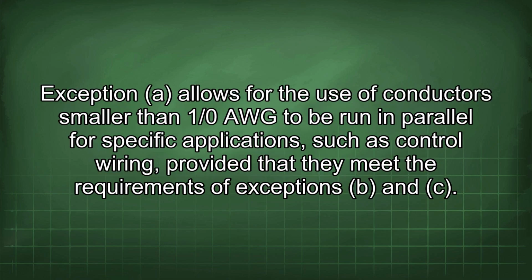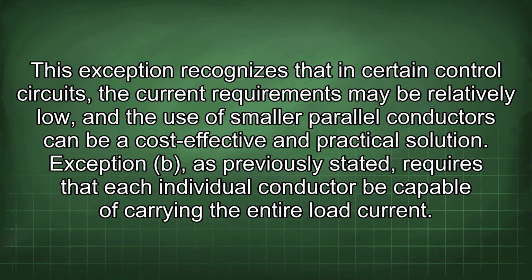Exception allows for the use of conductors smaller than 1/0 AWG to be run in parallel for specific applications, such as control wiring, provided that they meet the requirements of exceptions D and D. This exception recognizes that in certain control circuits the current requirements may be relatively low, and the use of smaller parallel conductors can be a cost-effective and practical solution. Exception B, as previously stated, requires that each individual conductor be capable of carrying the entire load current.